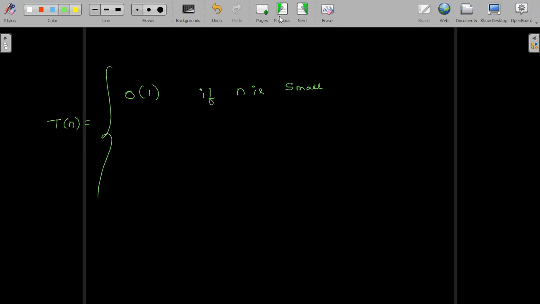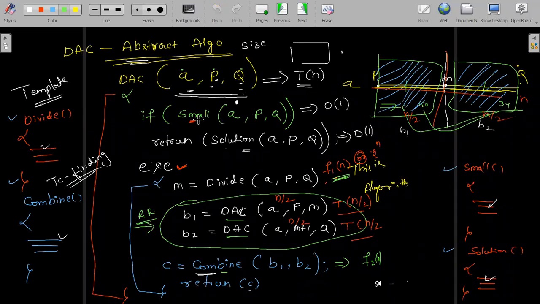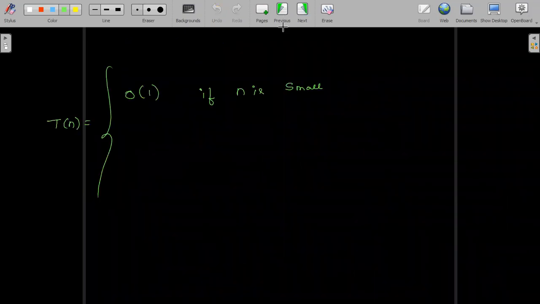You know why? Because the reason is here. If the index, if this is returning small, what will it return? It will return big O of 1, constant. If it is small, how many times will it execute? Only one time. That's why big O of 1. If not, please go, if not, here. Else part. I'm talking about the else part.